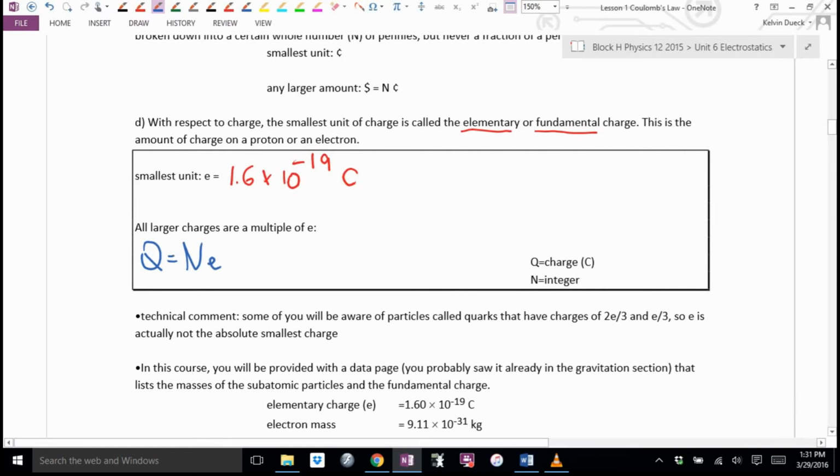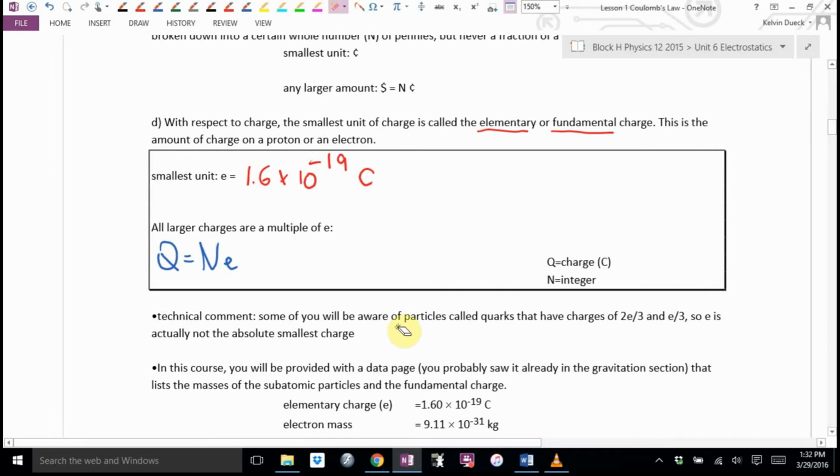Nerd comment. You may be aware that we have since learned that there are smaller particles called quarks that make up neutrons and protons, and they have charges of 2/3 or 1/3 of the elementary charge. So it turns out this is actually not the smallest charge, but we're going to pretend that it is. We're not doing quantum physics here.